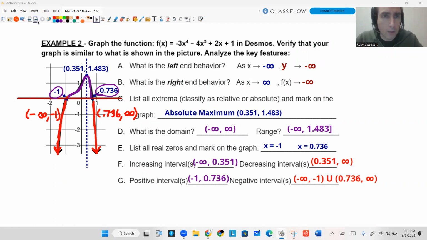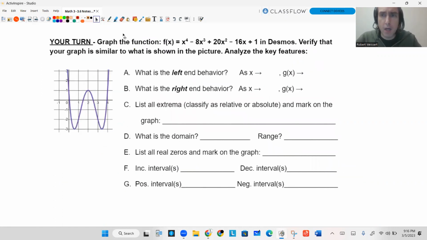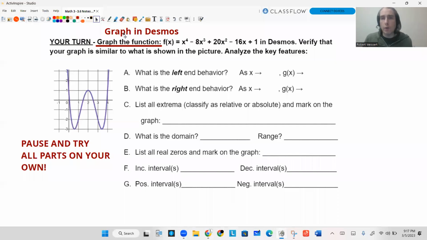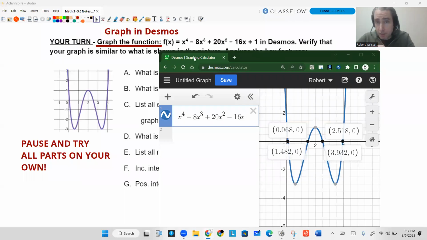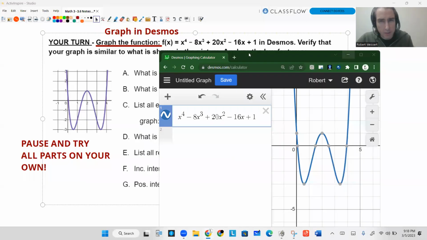So you're going to try this one. You're going to pause the video. Graph the function in Desmos exactly as you see it. Pause the video. Try to answer all of these questions, and then you can come back and check with me. But pause it and try it first. I've graphed it. I have the zeros. Extended that just a little bit so you can see the +1.